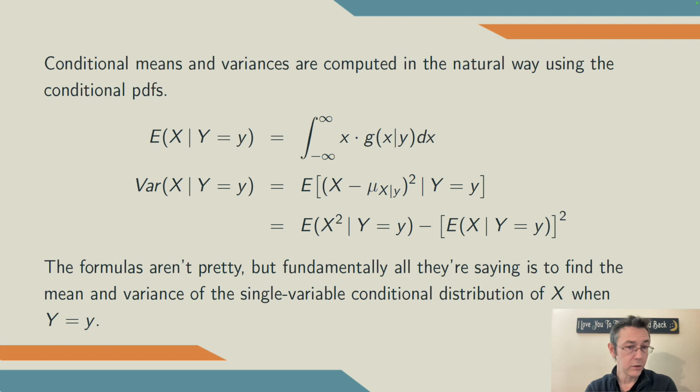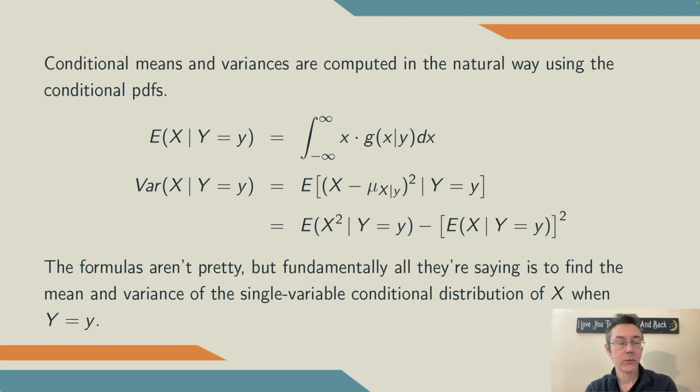We can also do conditional means and variances, and I would say that the way that we do that is just the most natural way possible. We've got a single variable distribution once we've done our conditioning, so we can find the expected value just by integrating. For instance, in the case of x given y, we're integrating x times g of x given y, either over all the real numbers or just over the support.